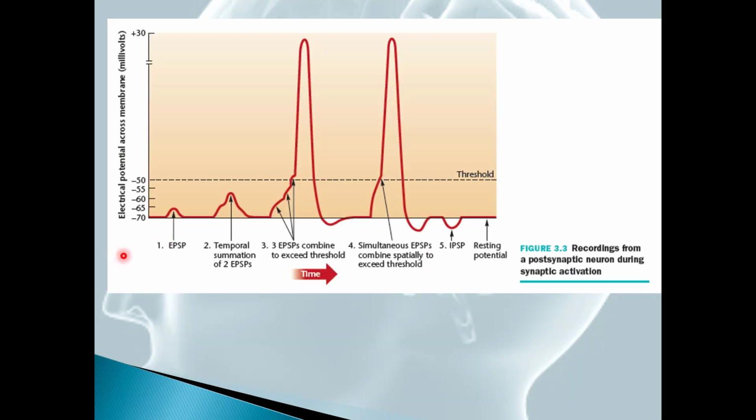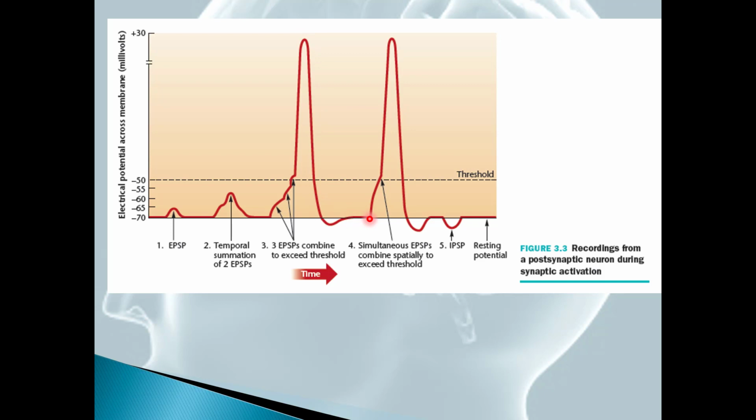Here's another diagram showing you some potential events that could occur at the synapse. Here we have -70 being our resting membrane potential, and up here -50 is our threshold. So we have an EPSP. Again, it's depolarizing us towards threshold, but not to threshold, so no action potential. Here we have this temporal summation of 2 EPSPs. We don't get to threshold, so there's no action potential. Here now we have 1, 2, 3 EPSPs, so they're occurring at 3 different times in rapid succession, so that's temporal summation. We get a little bit above threshold, so we have an action potential.